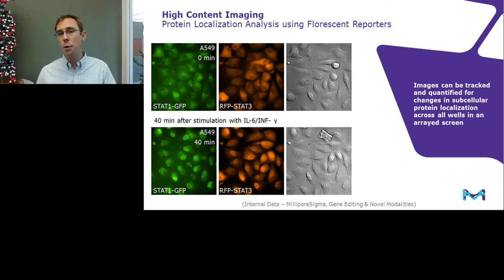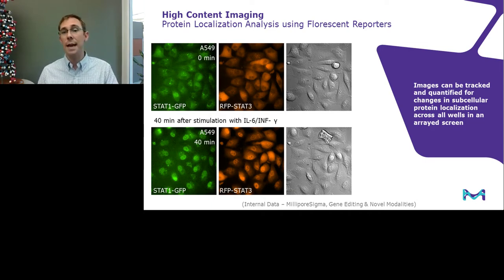High-content imaging also allows for more fine-scale image analysis using, for example, subcellular protein localization. So in this example, STAT1 and STAT3 proteins have been fused to GFP and RFP respectively, revealing cytoplasmic localization of these proteins on the top under normal conditions. But then upon stimulation with type 2 interferon, for example, STAT proteins translocate to the nucleus. And you can see nuclear localization of this GFP and RFP fluorescence.